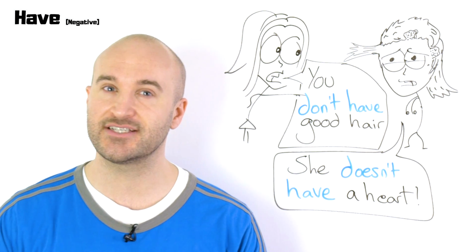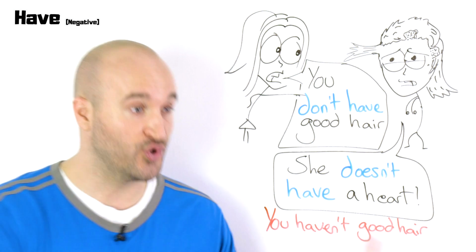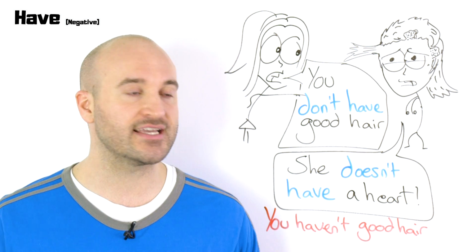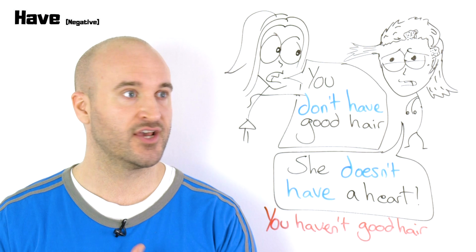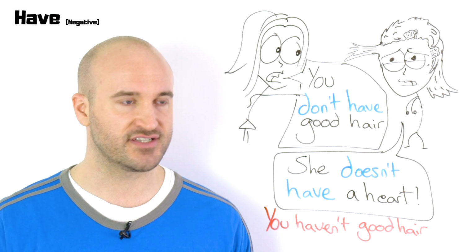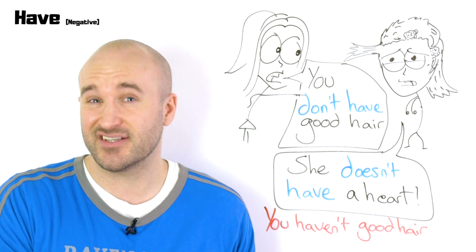A common mistake I hear with this is this. You haven't good hair. I haven't a dog. This is really old-fashioned. No one says it. I don't know why schools teach it these days. Just, I guess, stop saying I haven't.